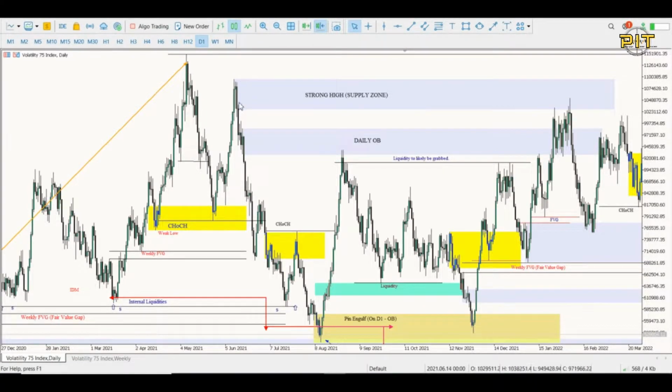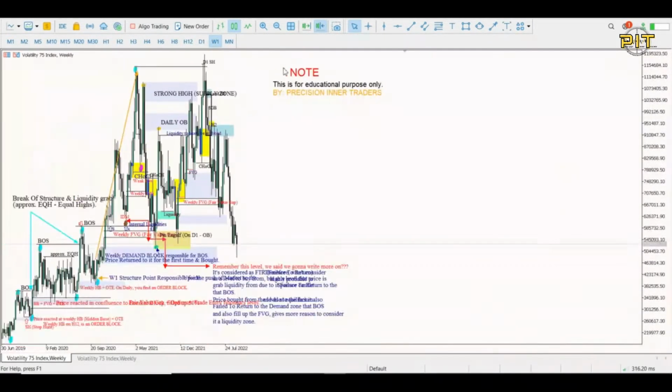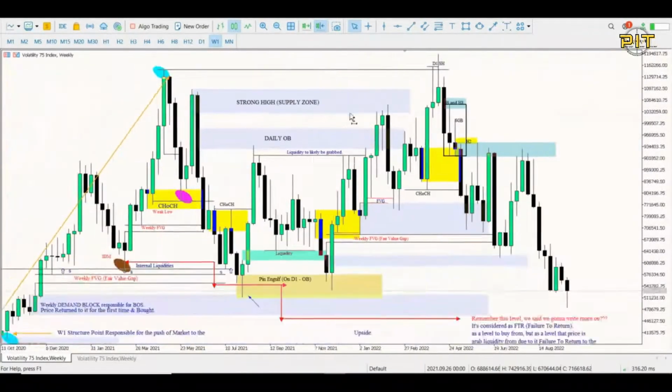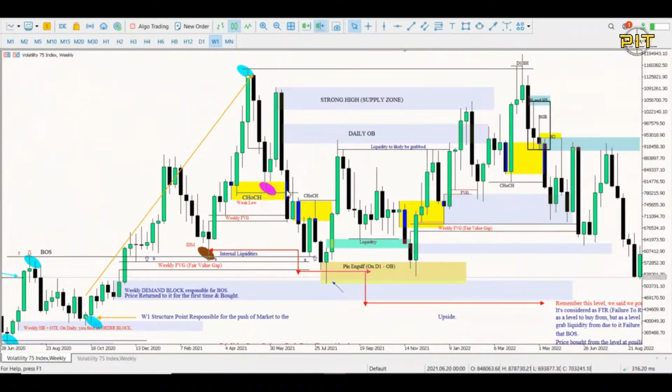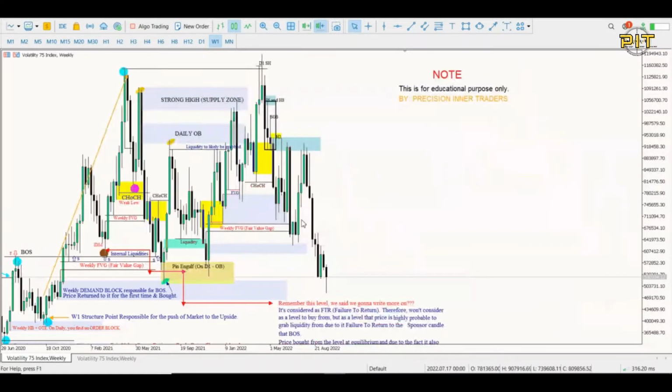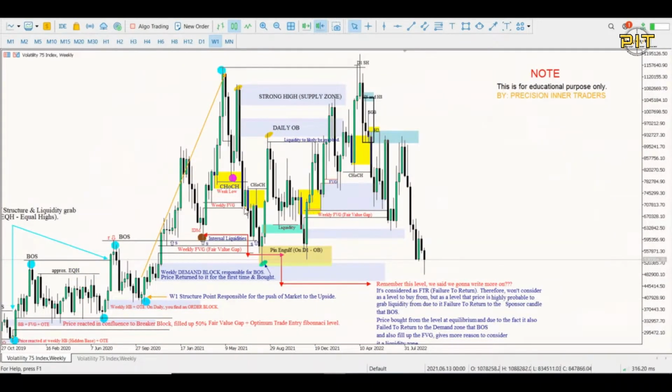This is an inducement. Price went back up, came back. We have our change of character from the weekly point of view. So you can see what happened here, change of character, and then this becomes the order block that sponsored the move to the downside here, grabbing this liquidity, sponsored the move that grabbed this liquidity.